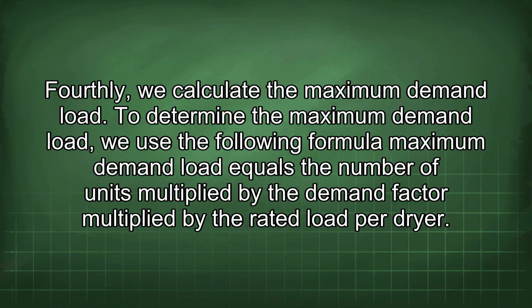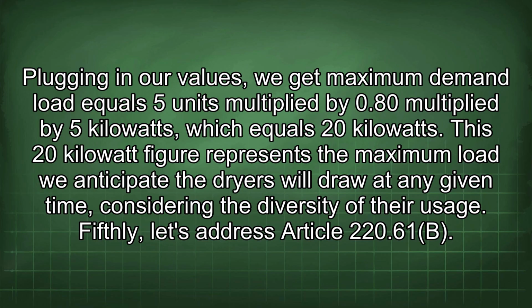Fourthly, we calculate the maximum demand load. To determine the maximum demand load, we use the following formula: maximum demand load equals the number of units multiplied by the demand factor multiplied by the rated load per dryer. Plugging in our values, we get maximum demand load equals 5 units multiplied by 0.80 multiplied by 5 kilowatts, which equals 20 kilowatts. This 20 kilowatt figure represents the maximum load we anticipate the dryers will draw at any given time, considering the diversity of their usage.